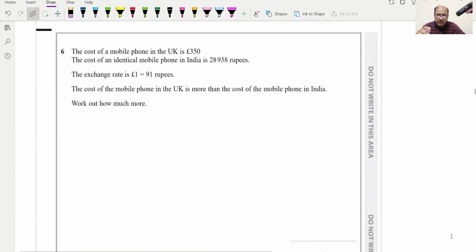Now question number 6. Question number 6 says the cost of a mobile phone in UK is £350. The cost of an identical mobile phone in India is this much in rupees. The exchange rate is 1 pound is equal to 91 rupees. The cost of the mobile phone in UK is more than the cost of the mobile phone in India. Work out how much more.